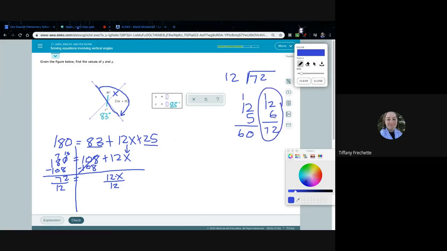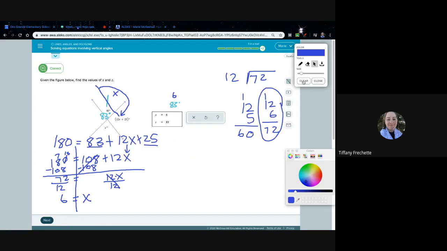We want 6 times here. So I know 72 divided by 12 is 6. Equals 12 divided by 12 is 1. Any number divided by itself. And x drops down by itself. So x is 6. All right. So we have 6 and we have, whoops, I put a 7 on there. And 83. And we're going to check that. All right, we finished another one. Yay.